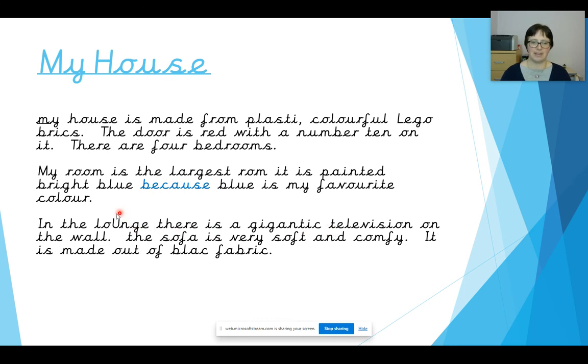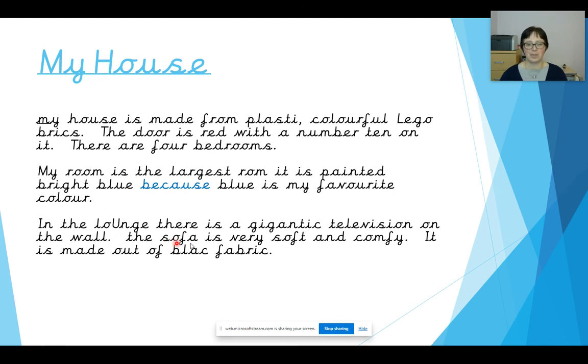Okay, but there's definitely a problem here. Tell me what the problem is. Yes, it's a capital letter in the middle of the word. We can't do that. But it is a gigantic television. I like that adjective. In the lounge, there is a gigantic television on the wall. After a full stop, we must have a capital letter.